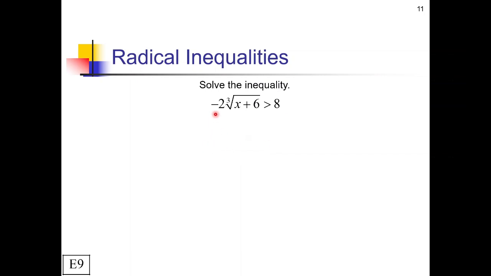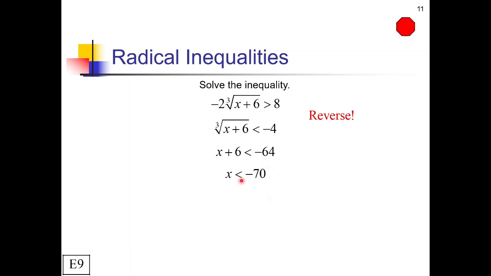Pause the video and try this cubic inequality. All right, so first step, we're going to divide both sides by -2. Now, when we divide by a negative or multiply by a negative, we have to remember to reverse that inequality. So this is going to be cube root of x plus 6 is less than -4. So that's a key switch right there. Then everything else is kind of the same, except instead of squaring both sides, we're going to cube both sides. So this will be x plus 6 less than -64, the cube of -4. And then we subtract 6 to get -70.